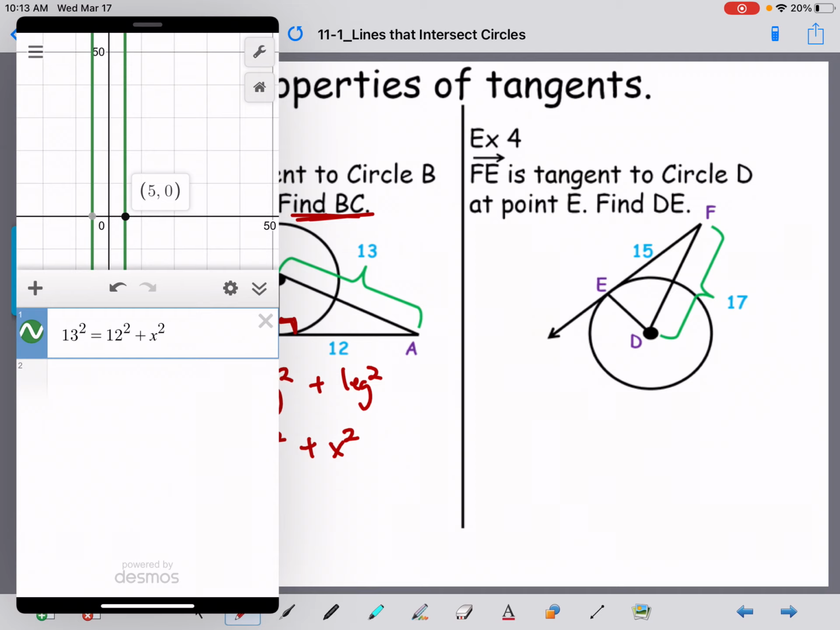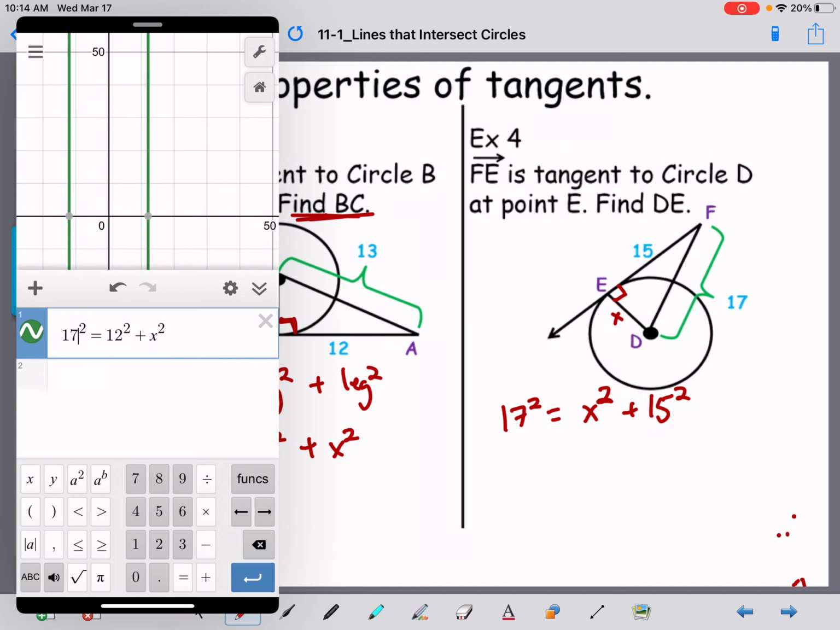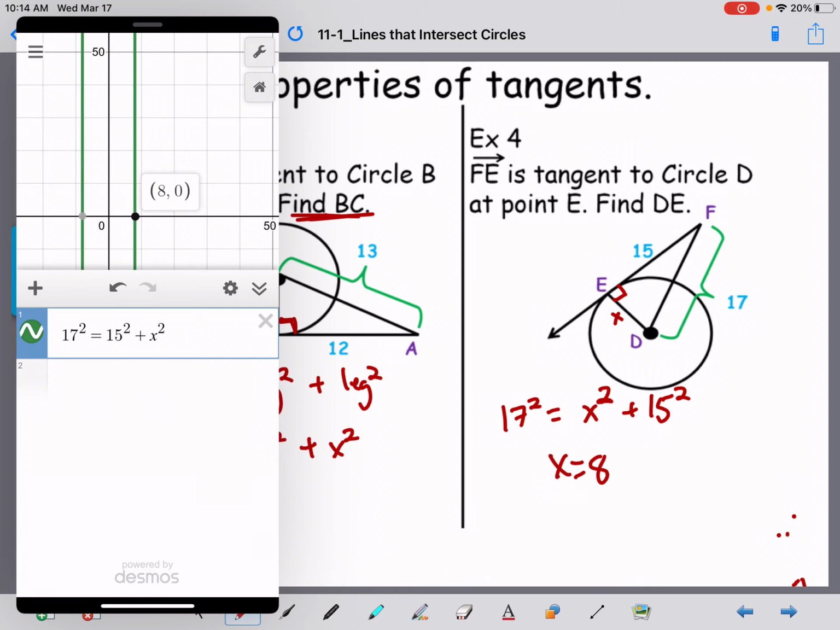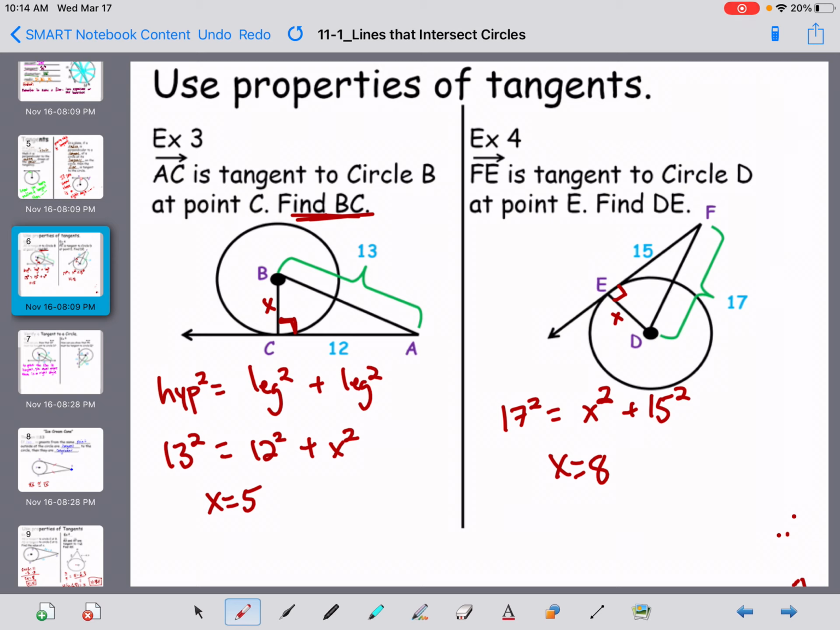The next problem: FE is tangent to circle D at point E. Find DE. Same thing. We're finding DE, which is the radius. So in order to find the radius of the circle, we're using a tangent line. Same thing: 17 squared equals x squared plus 15 squared. X is 8. So the radius is 8 in example 4. Good old Pythagorean theorem. It's never going to go away, ladies and gentlemen.